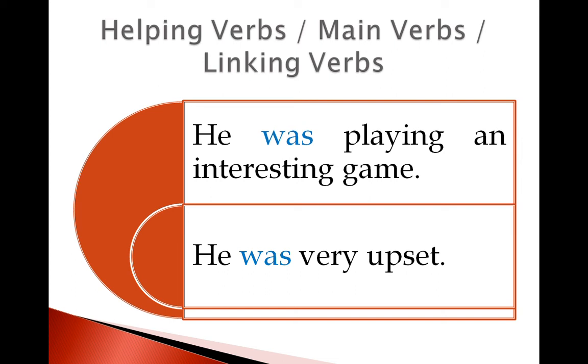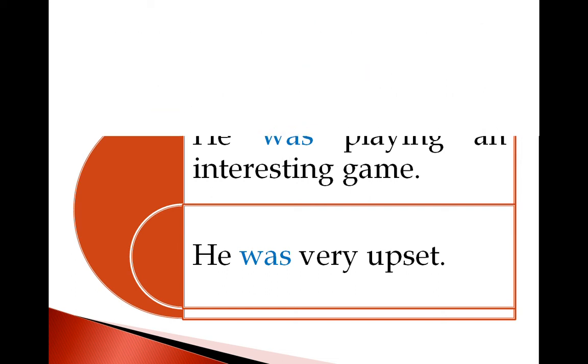The next example, he was very upset. He is the subject, was verb. It's a form of verb be. So again, there are two possibilities, either helping verb or linking verb. Let's ask ourselves the next question. Is it followed by another verb? No, there is no other verb after was. So that makes it linking verb, and we call it linking verb because it links subjective complement with the subject of the sentence.